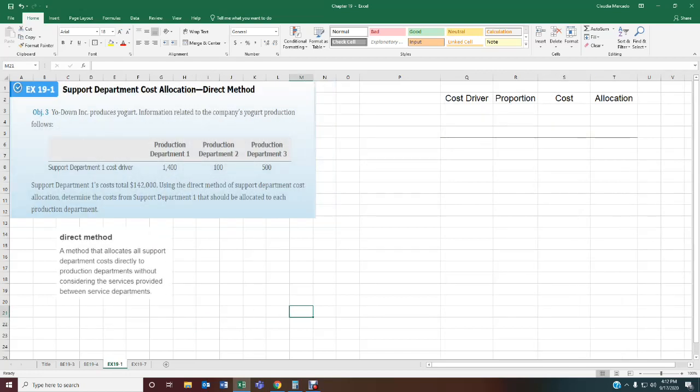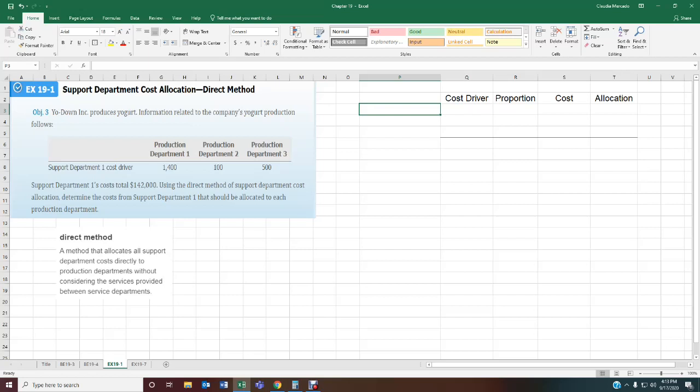Okay, so now we're going to exercise 19-1. Let's see what we have. So it says this is a support department cost allocation using the direct method. Yodown Incorporated produces yogurt. Information related to the company's yogurt production follows. So then we have three departments, production departments 1, 2, and 3, and then we have the support department cost driver.